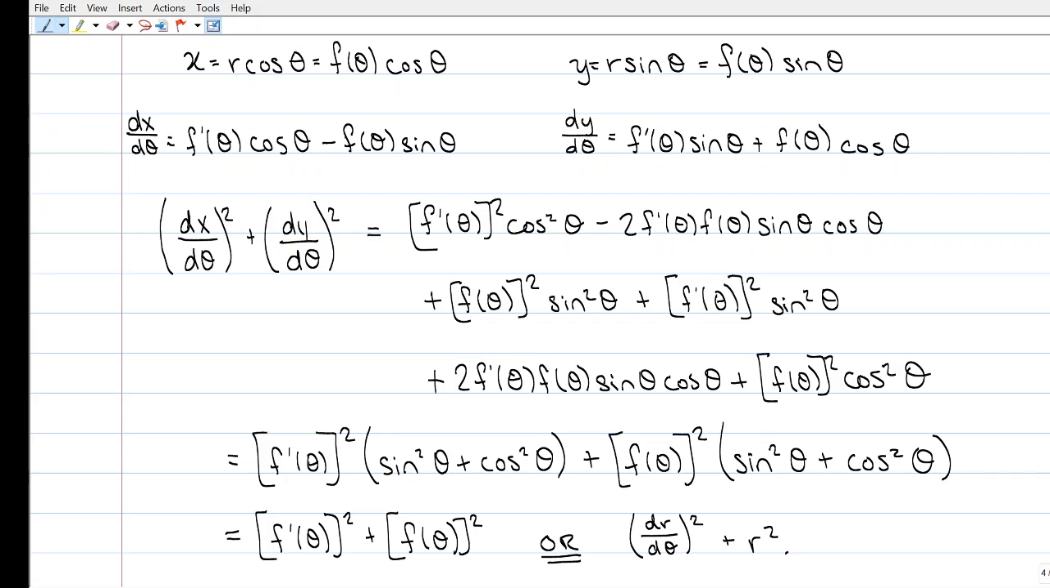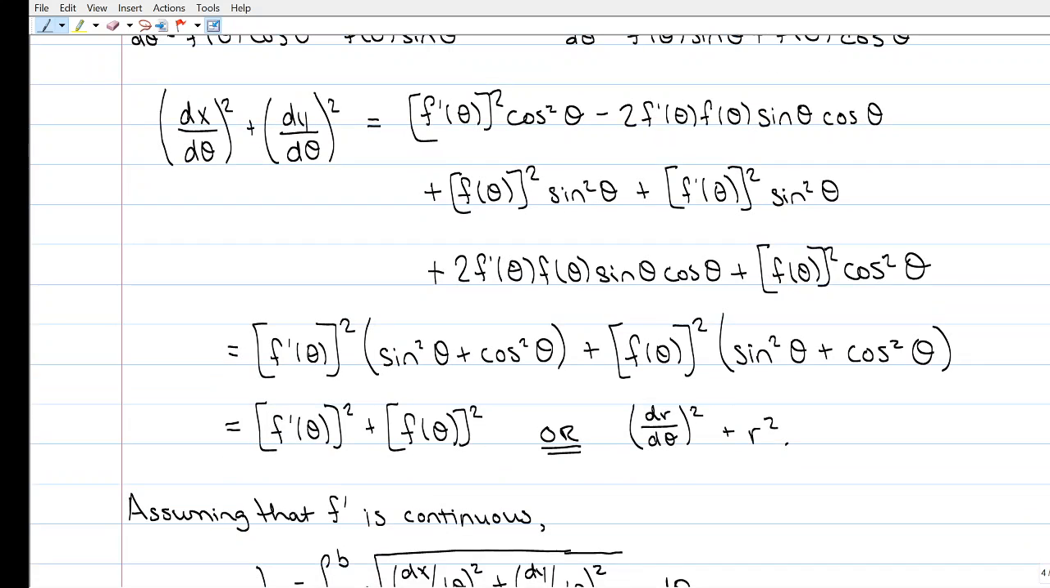Then, if I square both of these quantities and add them together, so in other words, I take dx d theta quantity squared plus dy d theta quantity squared, I'll get f prime of theta quantity squared cosine squared theta minus 2 f prime of theta f of theta sine theta cosine theta plus f of theta quantity squared sine squared theta plus f prime of theta quantity squared sine squared theta plus 2 f prime of theta f of theta sine theta cosine theta plus f of theta quantity squared cosine squared theta.